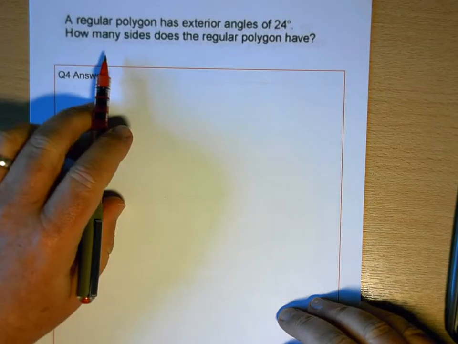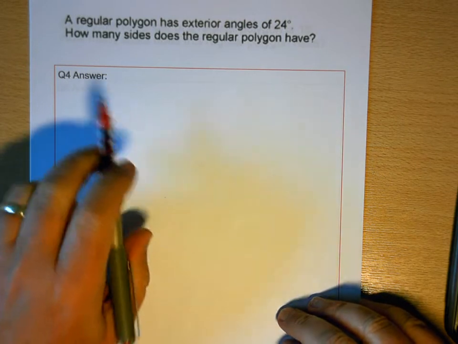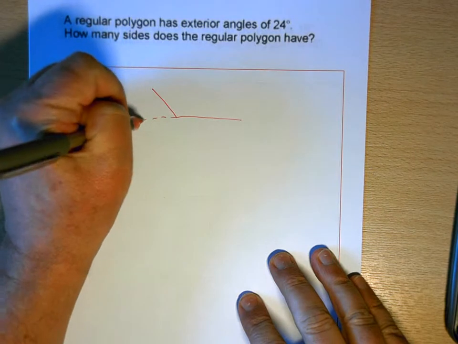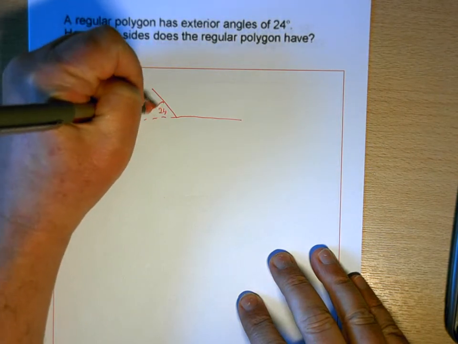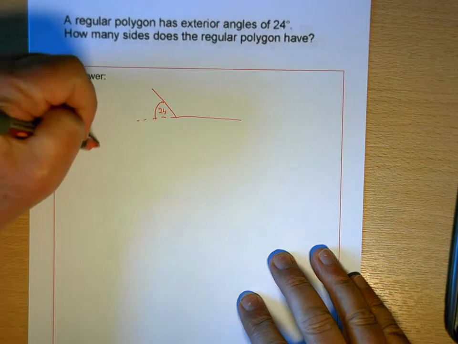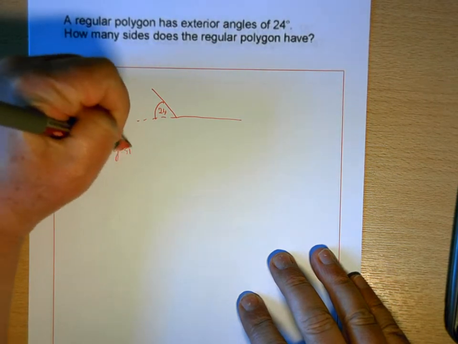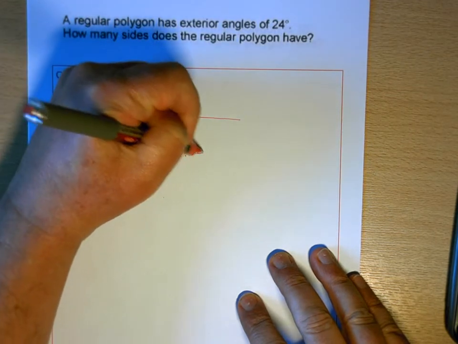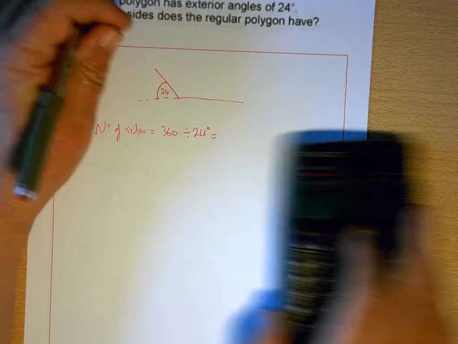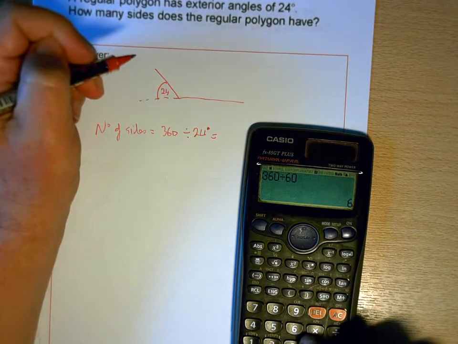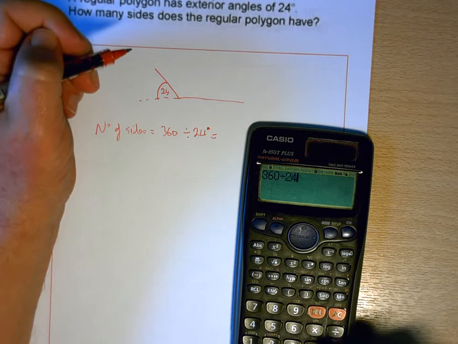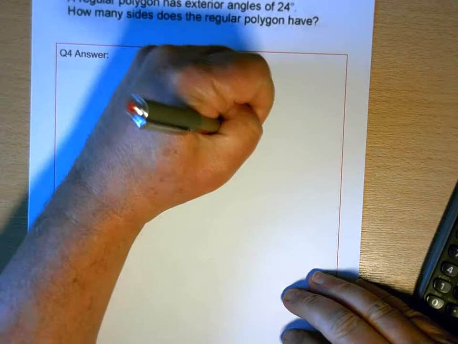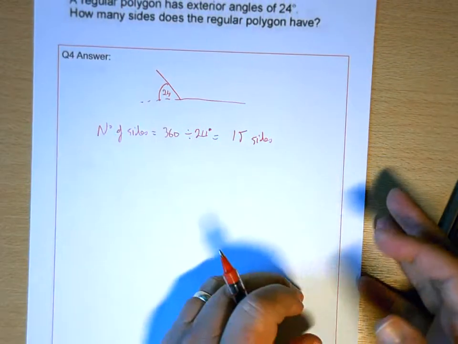A regular polygon has exterior angles of 24 degrees. How many sides does the regular polygon have? With this one, they're telling me the exterior angle. So I've just got to do the number of sides: 360, how many 24-degree turns are there in 360? 360 divided by 24 is 15. So it's a 15-sided polygon.